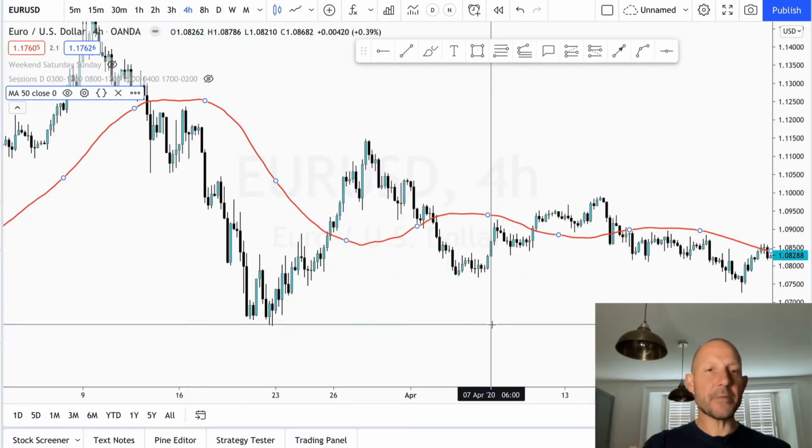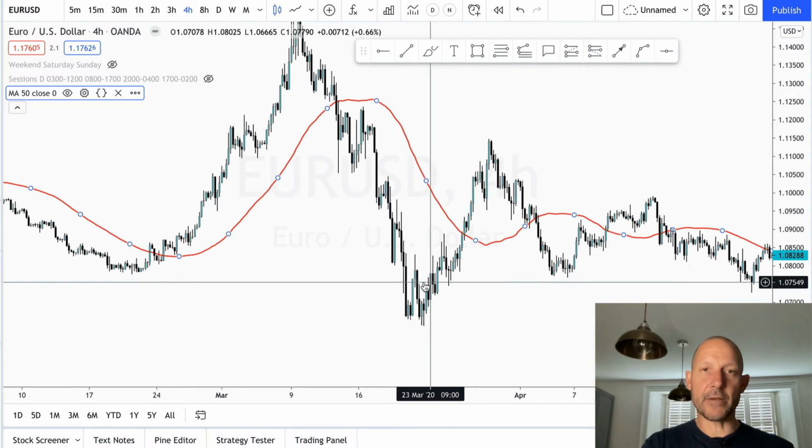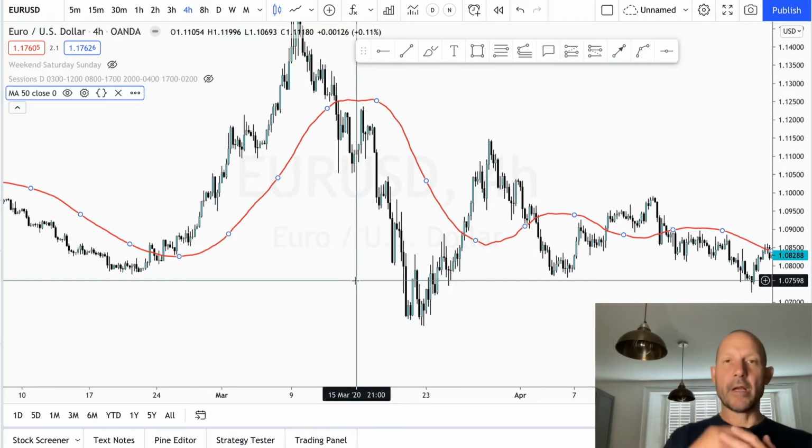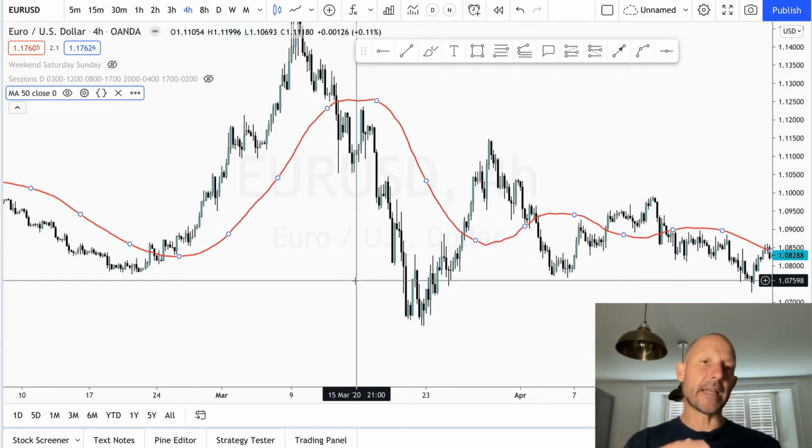Now, the thing with moving averages is that some people will say when price is above the moving average, I'll enter for a buy. When it's below the moving average, I'll enter for a sell. Now, moving averages are very good in trending markets.